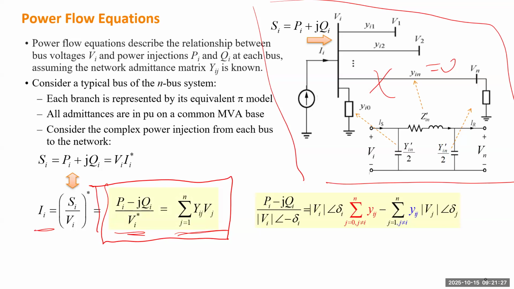So for the capital Yij, which is just the elements or entries of the bus admittance matrix, by definition, for the off-diagonal elements, that is basically just the negative of the actual admittance. For diagonal elements, that will be equal to the sum of all the admittances connected to this bus.